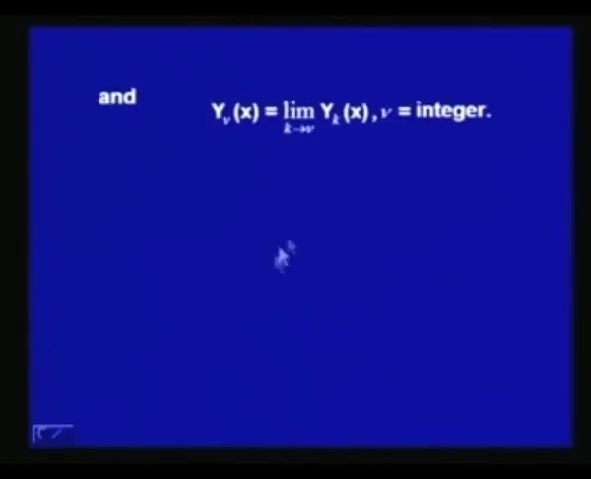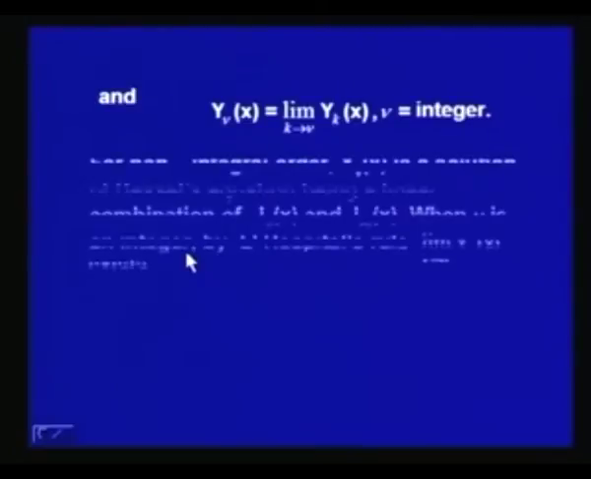When nu is an integer, then the second solution of Bessel's equation, Y nu x, is the limit of Y k x as k goes to nu. This Y k x is given by the expression for Y nu x where nu is not an integer.